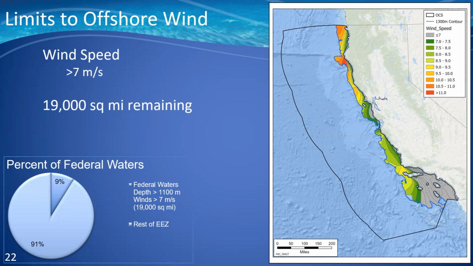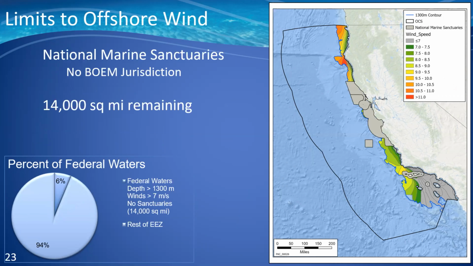Now, if we use the wind data, obviously we're looking at putting out turbines, so wind data is key. That cuts out quite a bit more, and we're down to 9% of the EEZ, the Outer Continental Shelf. Now, if we take out the areas where we don't have any jurisdiction, the national marine sanctuaries, California has done a great job of developing their national marine sanctuaries. BOEM doesn't have jurisdiction there. So now we're down to just 6% of the EEZ, where we can really start looking in more depth for wind.